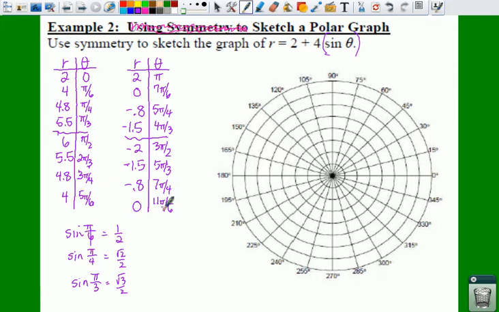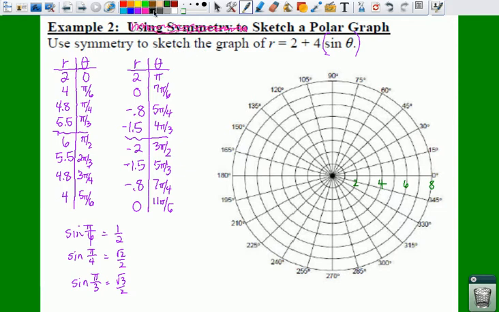So let's plot all of these points. 2, 0, in the direction of 0. You go 2. What's our largest number? Well, our largest number is 6. So let's go 1, 2, 3, 4, 5, 6. Let's make all these 1. So this will be a 1, 2, 3, 4, 5, 6, 7, 8 out here.